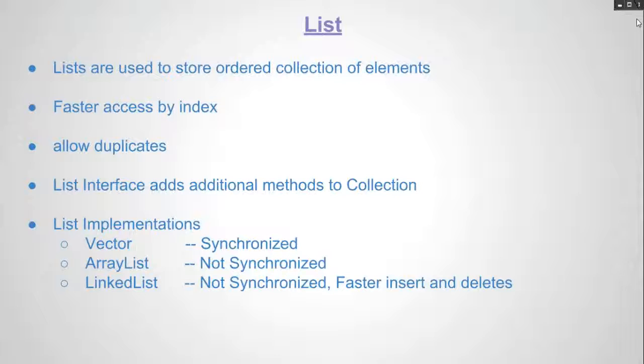The list implementation classes are vector, array list and linked list. The vector class is synchronized. We will see what synchronized means later. Array list and linked list are not synchronized. Linked lists are faster for insert and delete, and they are not optimized for faster access. Vector and array list are optimized for faster access and random access.